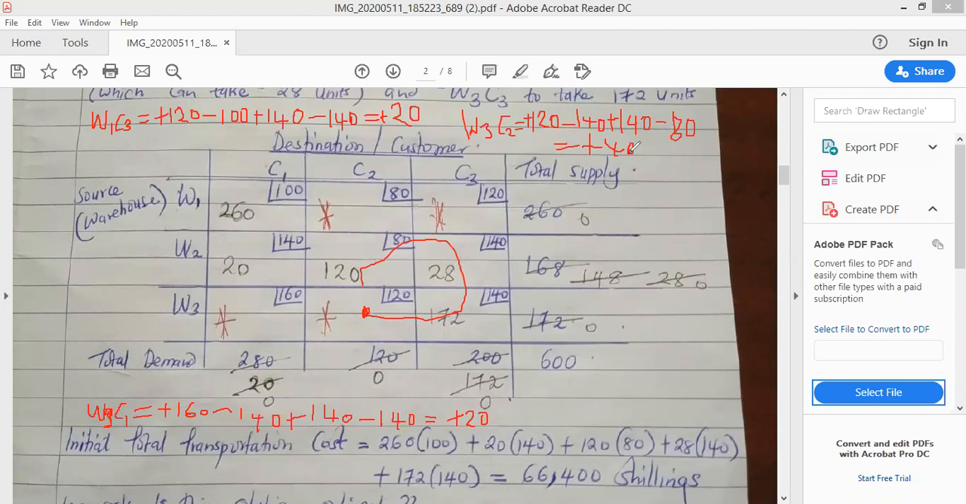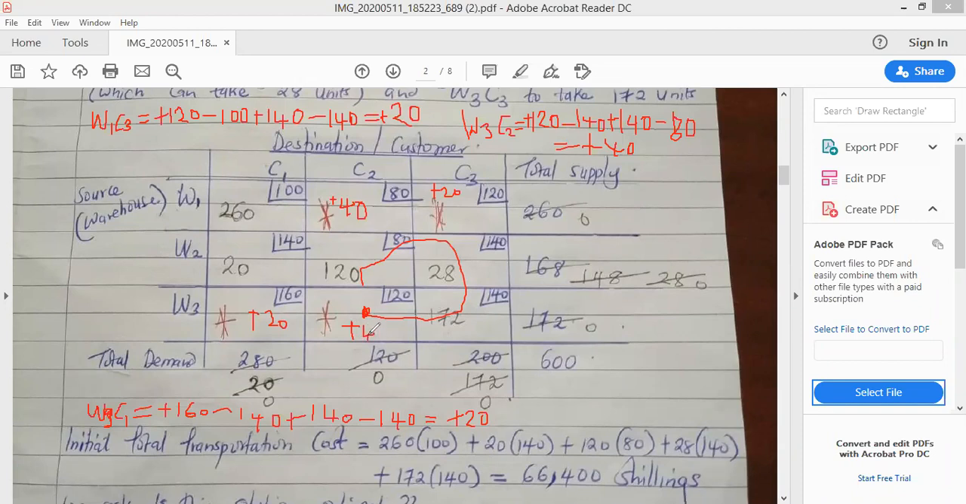All the shadow prices are positive. What does that mean? For the first cell, W1C2, we got a positive 40. This one we found positive 20. Here we have found positive 20 again. And lastly, this is giving us positive 40. What does that mean?